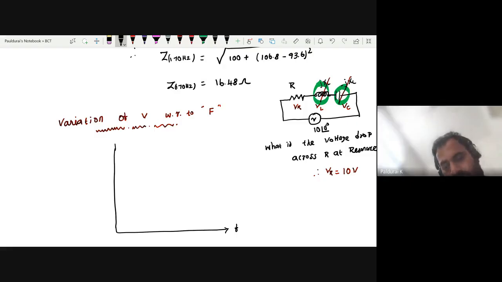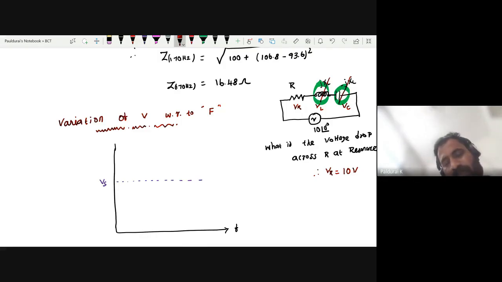Okay, let me take this is my applied voltage. I am applying some voltage Vs here. Applied voltage Vs. Okay, now when frequency increases, what will the curve look like? What is the curve for resistance?